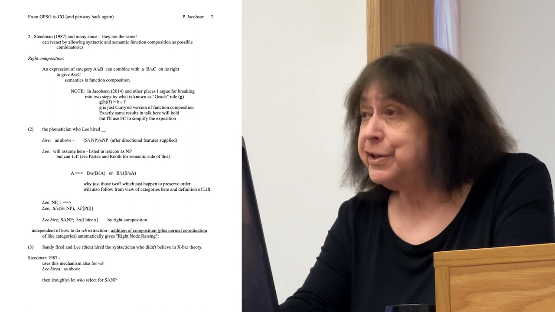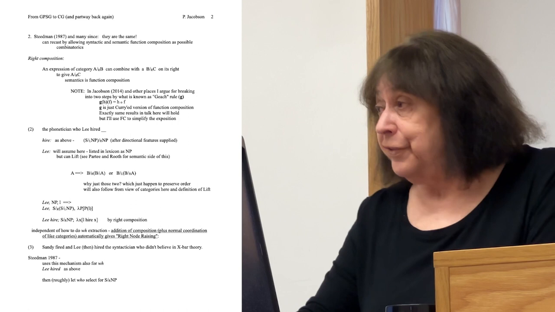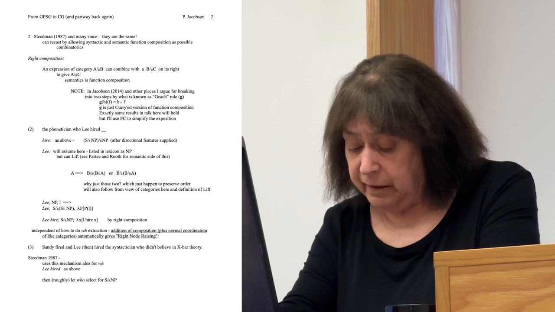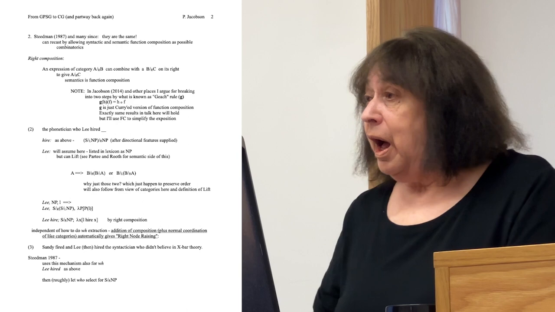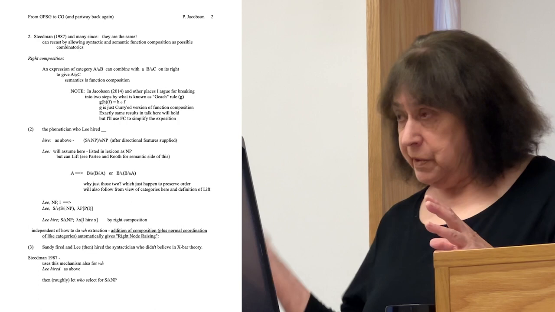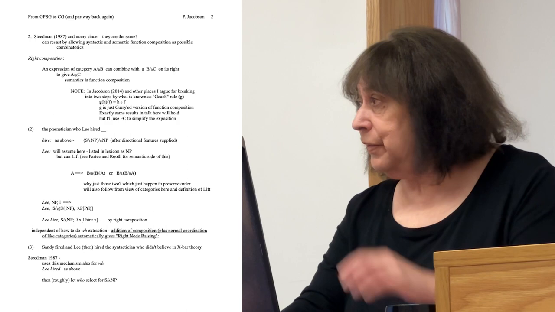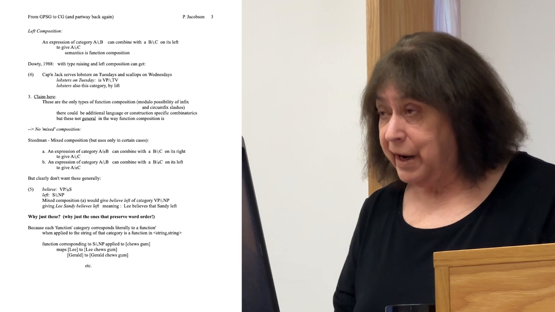Now, one of the beauties of this that has often been noted is that this gives right node raising for free. So if you have something like, independent of the question of how we do left extraction, Sandy fired, and we then hired the syntactician who didn't believe in X-bar theory, what we get is that you can directly compose Sandy fired as a constituent, which wants something to its right, and Lee hired as a constituent, which wants something to its right. They can conjoin by the normal conjunction of likes, and we get this kind of right node raising effect. And I think that's the right way to think about this. So Mark used this also for WH extraction, just said, hey, look, a WH word is just something that wants one of these creatures, okay?